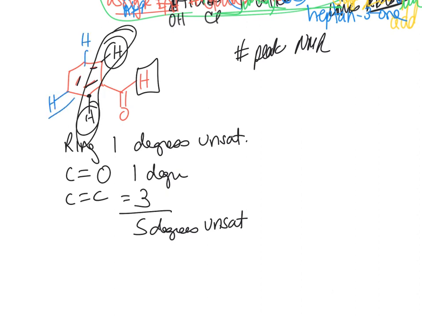These would be equivalent. These would be itself. So 1, 2, 3, 4 peaks. Okay, what's the ppm you would see?